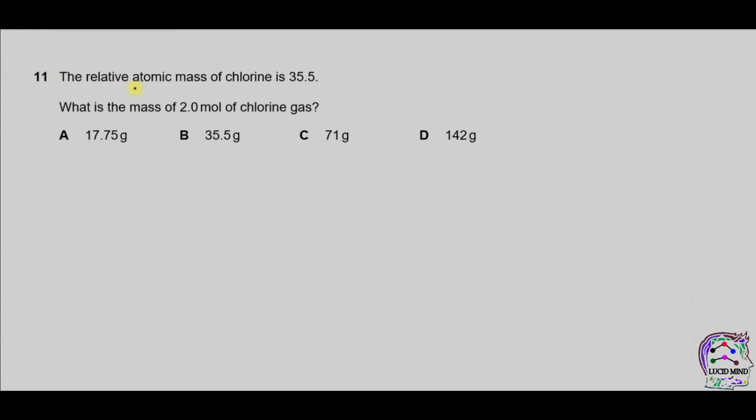Question 11. The relative atomic mass of chlorine is 35.5. What is the mass of 2 moles of chlorine gas? We can use the formula for mass. We can see mass in grams is equal to number of moles into mR.